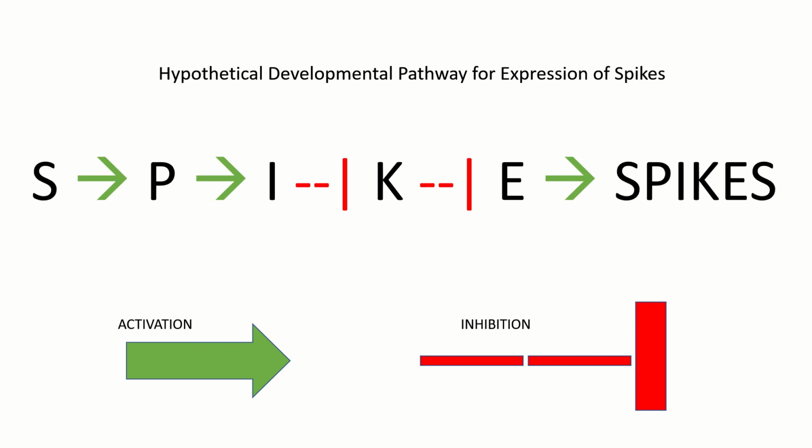Here we have a hypothetical developmental pathway for the expression of spikes. The green arrows represent activation, while the red lines represent inhibition. The S gene will activate the P gene, which will then activate the I gene. An active I gene will inhibit the K gene, and the K gene inhibits the E gene. The E gene is the gene that needs to be present for the spikes to be expressed. In this non-mutant pathway, the K gene will always be present to inhibit the E gene, and therefore no spikes will be present. However, there are some mutations that could possibly lead to the expression of these spikes.